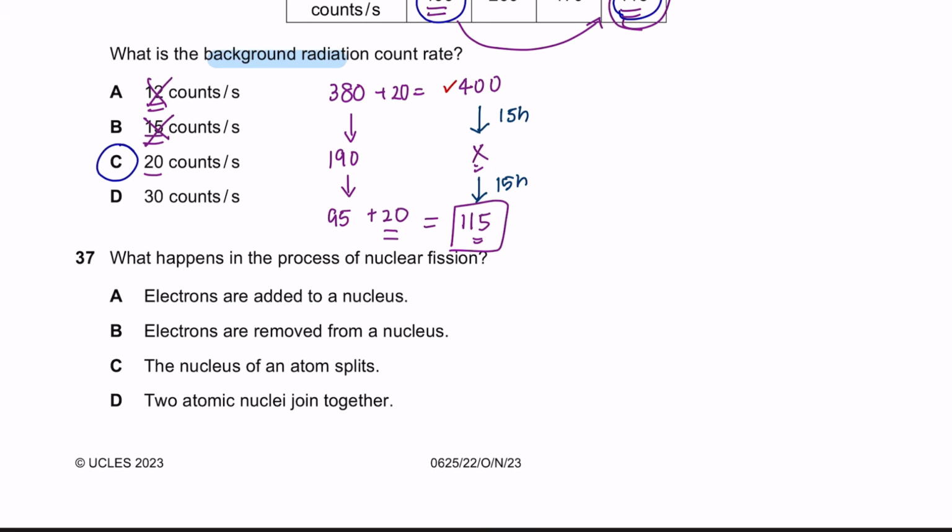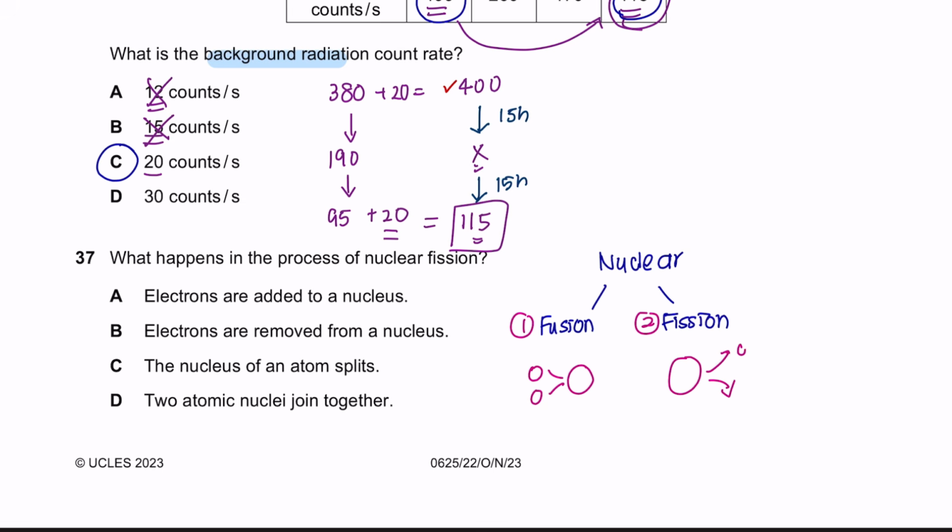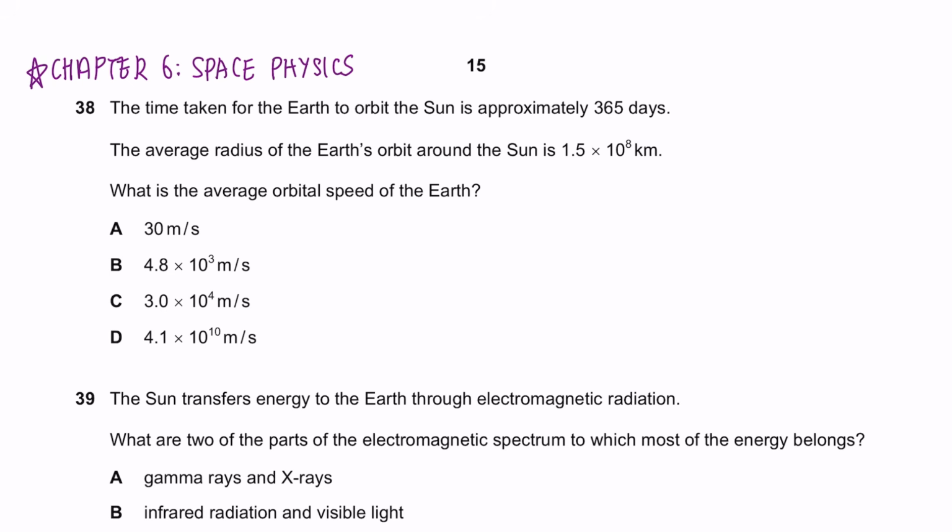Question 37. What happens in the process of nuclear fusion? In Chapter 5, you will learn about 2 types of nuclear reaction. One is fusion and the other is fission. Nuclear fusion is when 2 atomic nuclei join together. And fission is when the nucleus of an atom splits into 2 to form daughter nuclei. So nuclear fusion is not the nucleus of an atom splitting. The answer is C. The questions from here onwards are from Chapter 6, Space Physics.